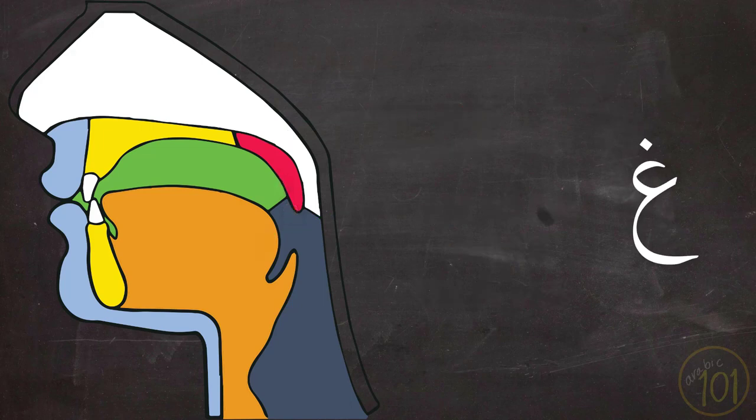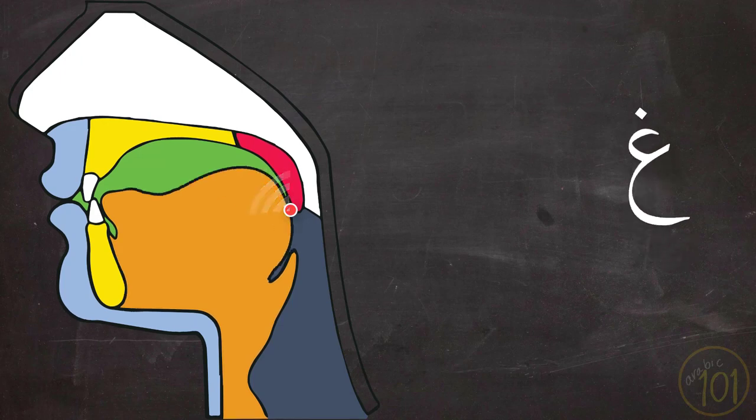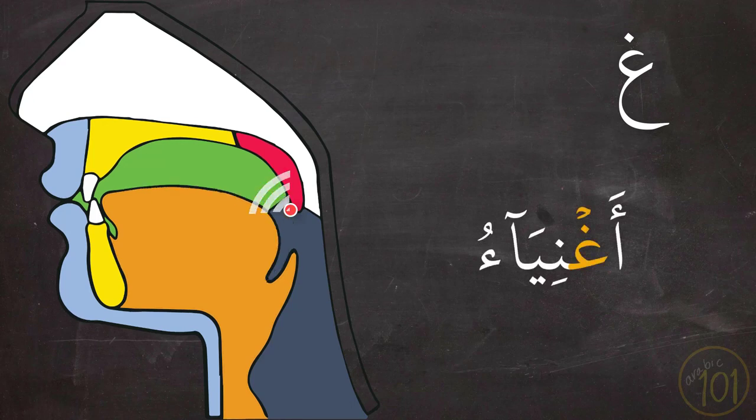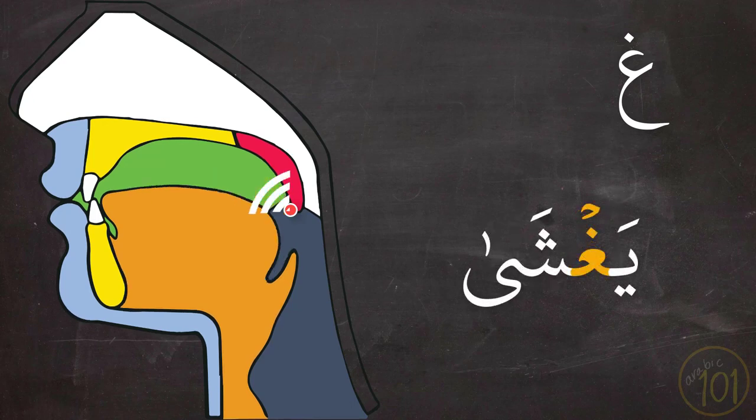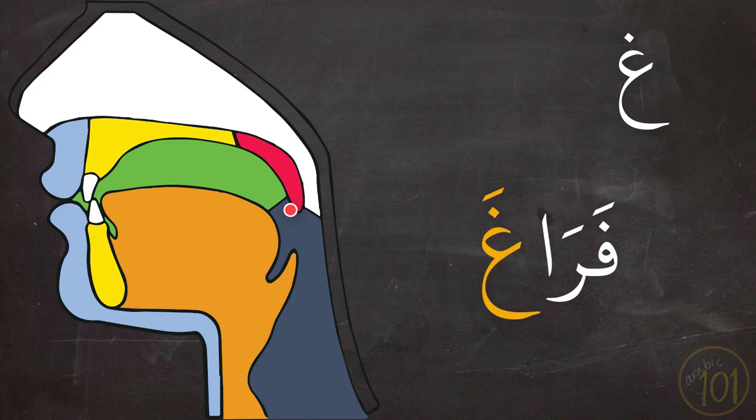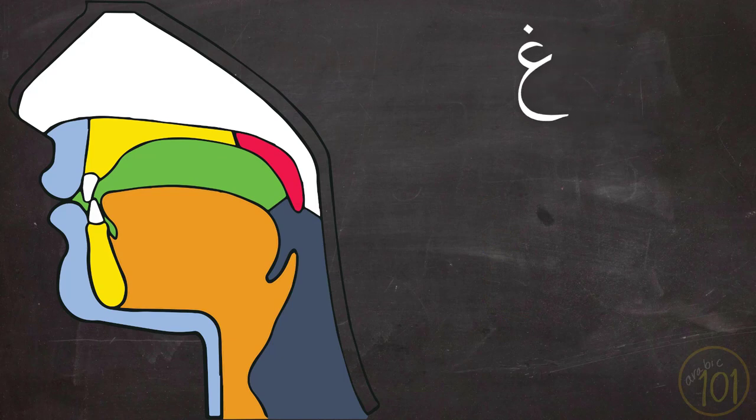Ghain is produced when the root of the tongue is raised to be almost touching the soft palate. Agh, agh, aghniya, yaghsha, فراغ. And here we gotta notice 2 important things.